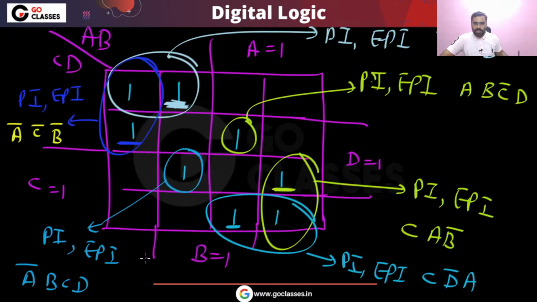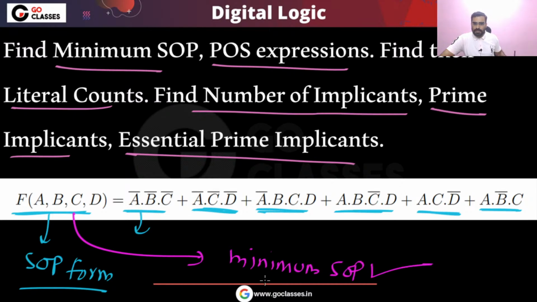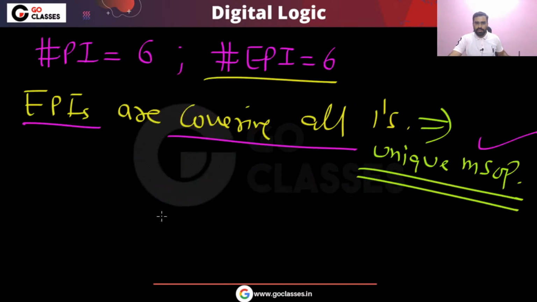So you can notice, and actually let me tell you, this itself is the minimum SOP. This itself is the minimum SOP. You can check it out. This you will get if you check it out. So you will get this F. Number of PI this, number of EPI this, unique minimum SOP you will get.